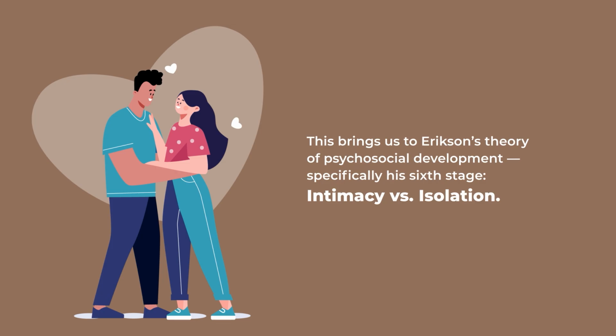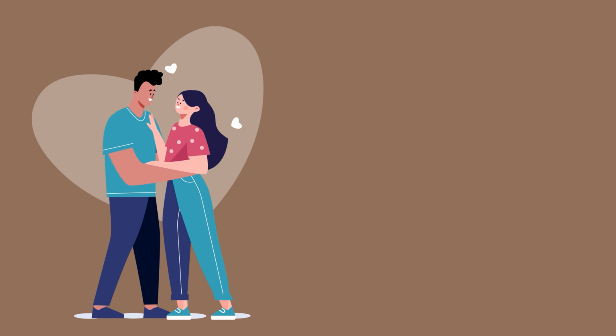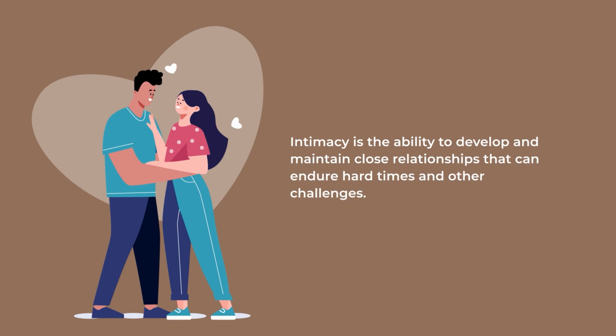And this begins to take us to Erikson's theory of psychosocial development, specifically his sixth stage, intimacy versus isolation. This stage aligns perfectly with the independence stage. Individuals try to form close, meaningful relationships. Intimacy is a vital skill to develop during independent young adult years. Intimacy is the ability to develop and maintain close relationships that can endure hard times and other challenges.